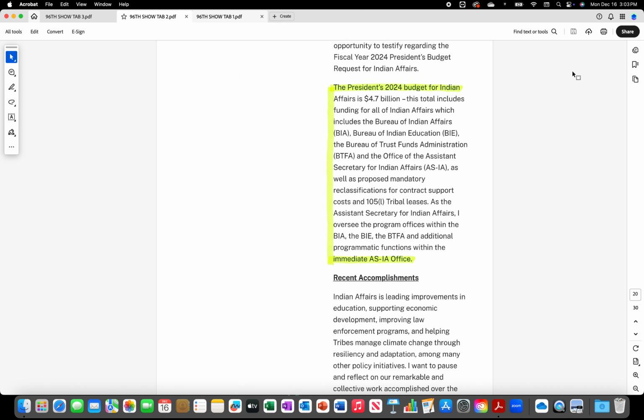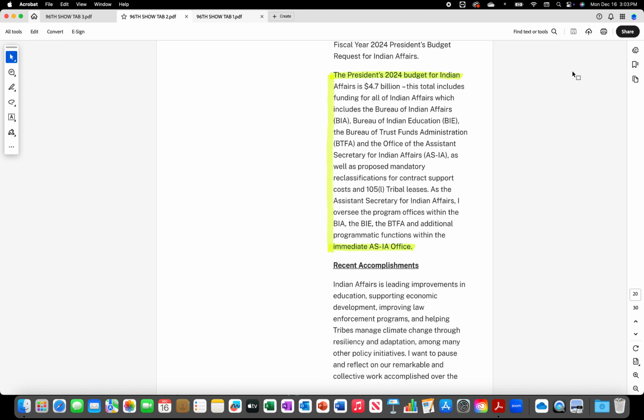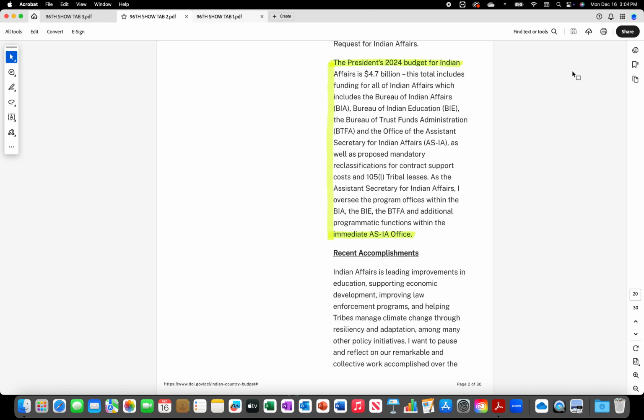The President's 2024 budget for Indian Affairs is $4.7 billion. This includes funding for all of Indian Affairs, which includes the Bureau of Indian Affairs, Bureau of Indian Education, the Bureau of Trust Funds Administration, and the Office of the Assistant Secretary for Indian Affairs, as well as proposed mandatory reclassifications for contract support cost and 105(l) tribal leases. As the Assistant Secretary for Indian Affairs, I oversee the program offices within the BIA, the BIE, the BTFA, and additional programming functions within the immediate ASIA office.